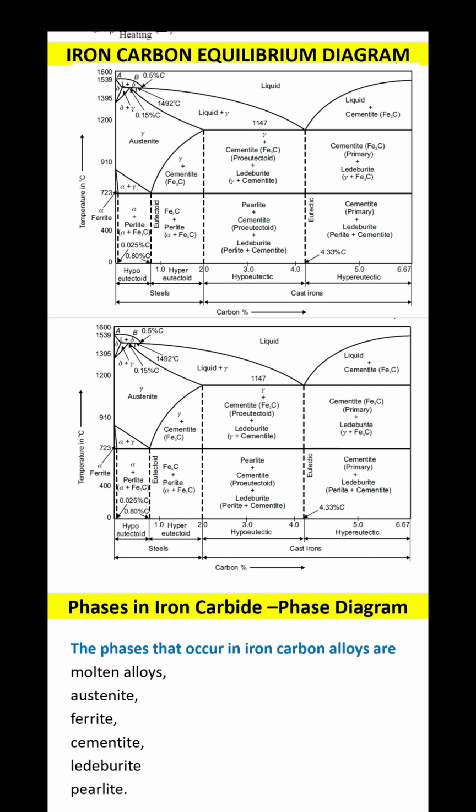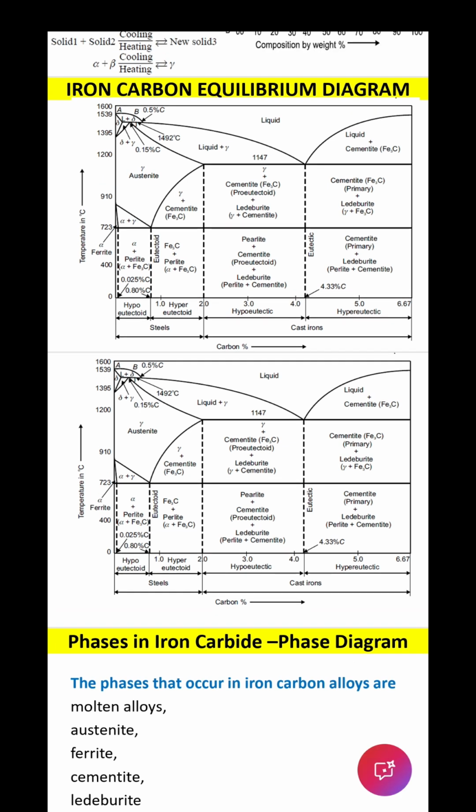So allotropy refers to the possibility of existence of two or more different crystals for a substance depending upon temperature. This phenomenon is called polymorphism. In the iron carbon equilibrium diagram, the allotropic temperatures are very much important. So first we mark the temperatures in the iron carbon equilibrium diagram.